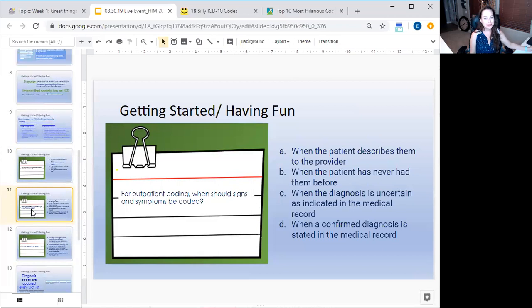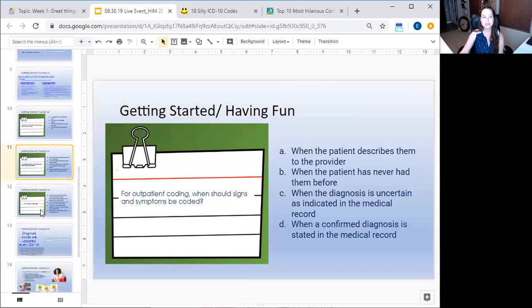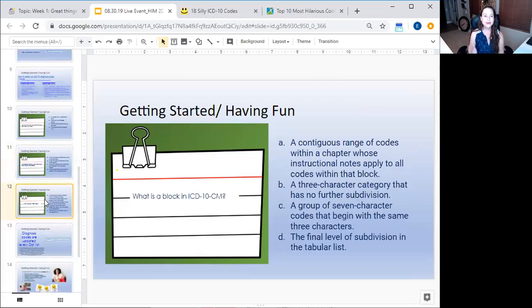All right, so hopefully you remember this one since we just talked about this. This will be where we're comparing inpatient and outpatient. And in the outpatient environment, you code signs and symptoms when the diagnosis is uncertain. Okay, so if you don't have a confirmed diagnosis in the outpatient setting, you code the signs and symptoms. Okay, what about this final one? What is a block in ICD-10-CM?